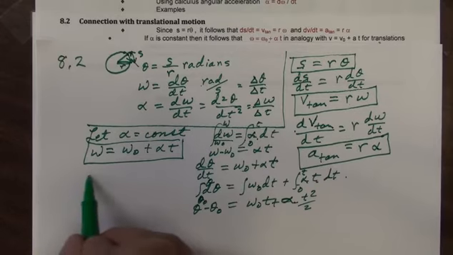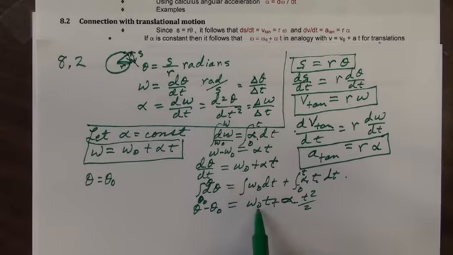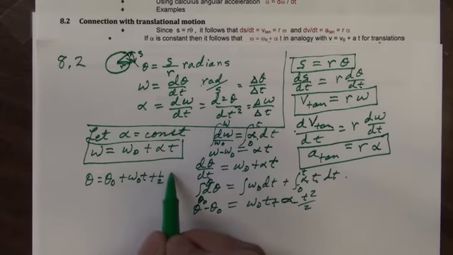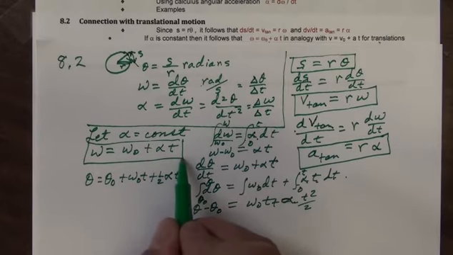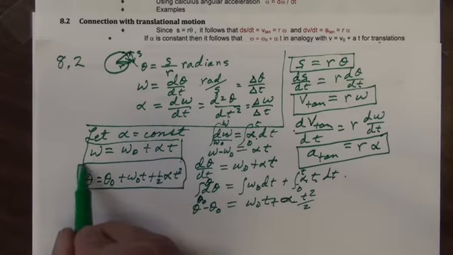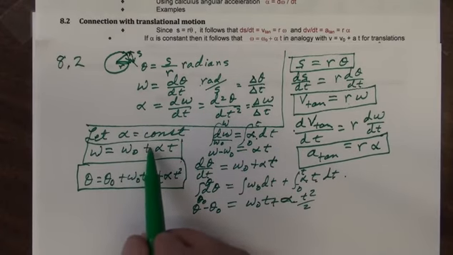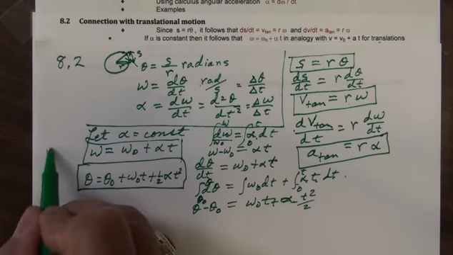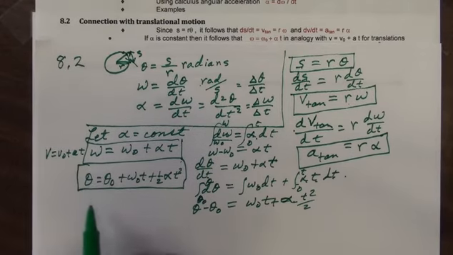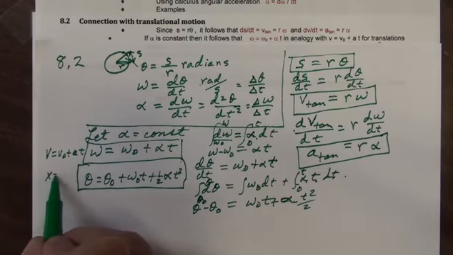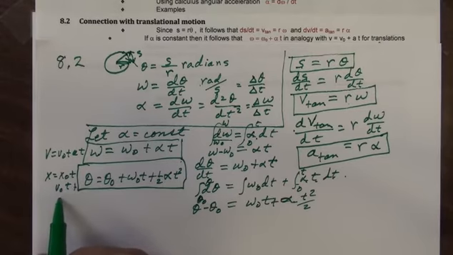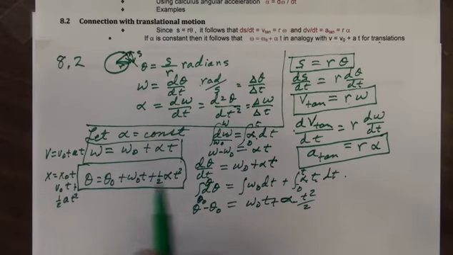Therefore, we can say that theta is equal to theta naught plus omega naught t plus 1/2 alpha times t squared. This is exactly the same as the equation for position, just as this is for velocity. So this equation is comparable to our old friend v is equal to v naught plus acceleration times time. This is comparable to x is equal to x naught plus v naught t plus 1/2 a t squared.